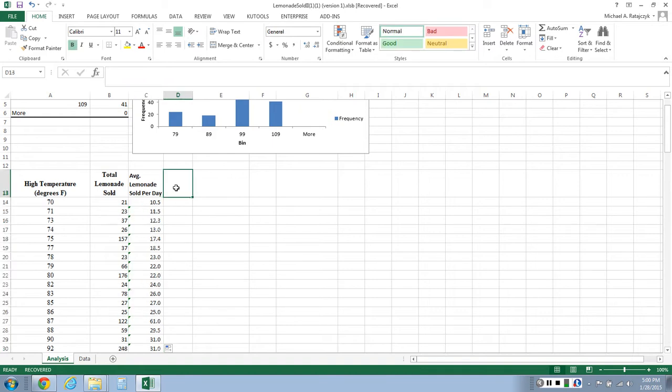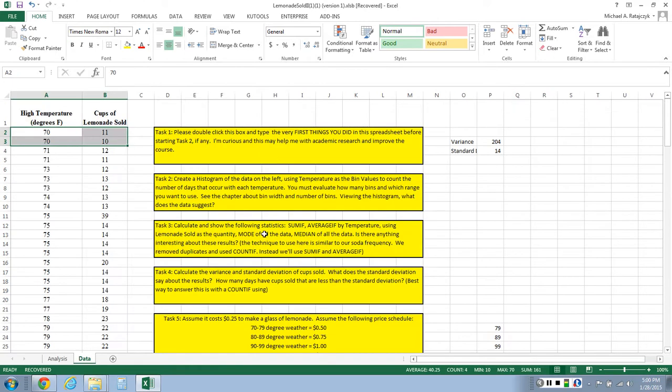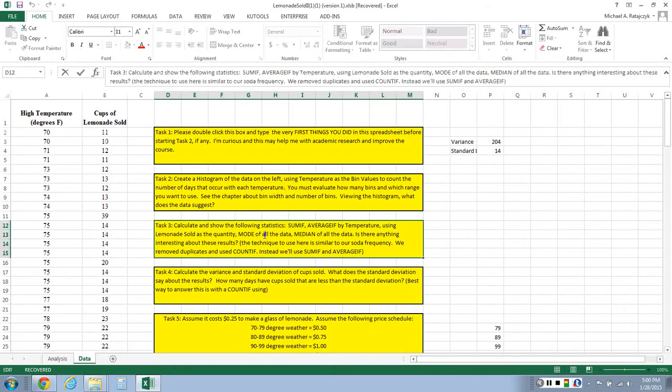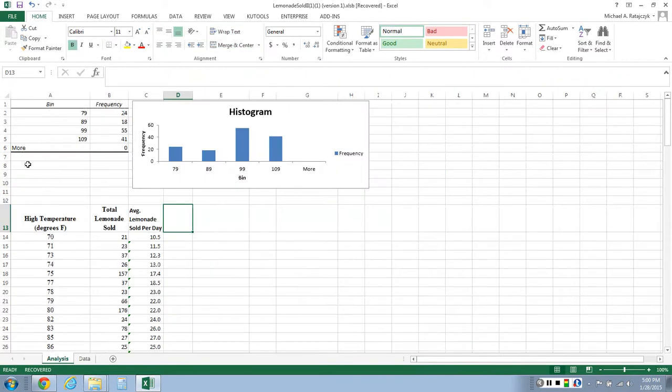Now, it wants us, so I'm going to skip ahead. You know how to do the mode and the median. But now calculate the variance and standard deviation. I'm going to do that over here. So I'm just going to quickly do the mode and median. And then I'm going to do variance, standard deviation.